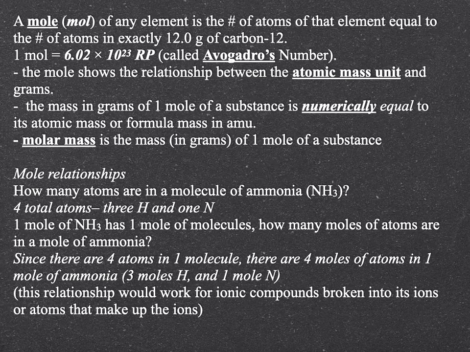Mole relationships. How many atoms are in a molecule of ammonia? Well, there's the formula, NH3. It's 4 total atoms, 3 hydrogen and 1 nitrogen. 1 mole of ammonia has 1 mole of molecules. How many moles of atoms are in a mole of ammonia? Since there's 4 atoms in 1 molecule, there's 4 moles in 1 mole of ammonia. That would be 3 moles of hydrogen and 1 mole of nitrogen. This relationship would work for ionic compounds broken into its ions, or atoms that make up the ions.